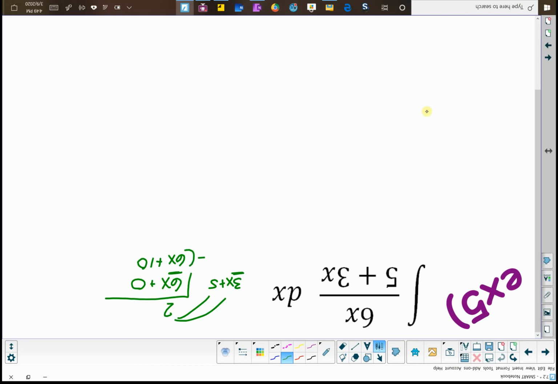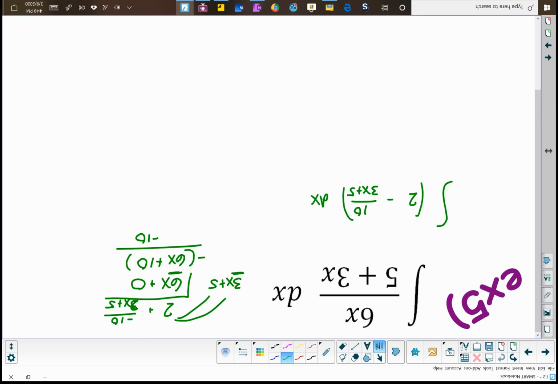Subtract. 0 minus 10 is negative 10. So I have plus negative 10 over the divisor. Oops, 3x plus 5. That's a 3. So when I rewrite that, I end up getting 2 minus 10 over 3x plus 5 dx.